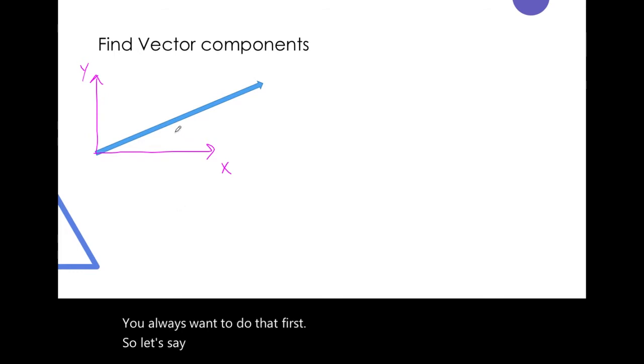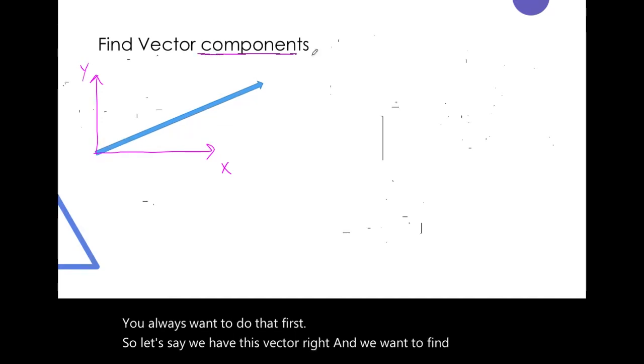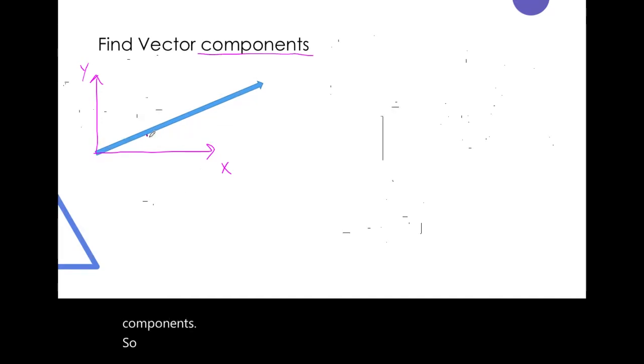So let's say we have this vector, right? And we want to find its components. We're given the angle, and we're also given the magnitude. Let's call it vector A.